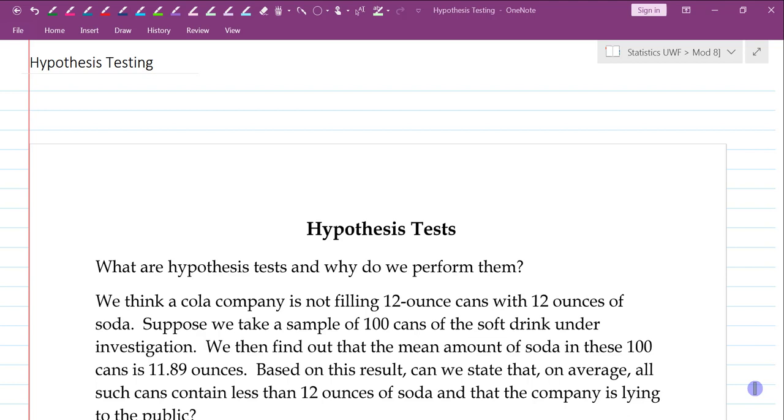Today we're going to be talking about hypothesis tests, and this starts our Mod 8. So, what are hypothesis tests and why do we perform them?